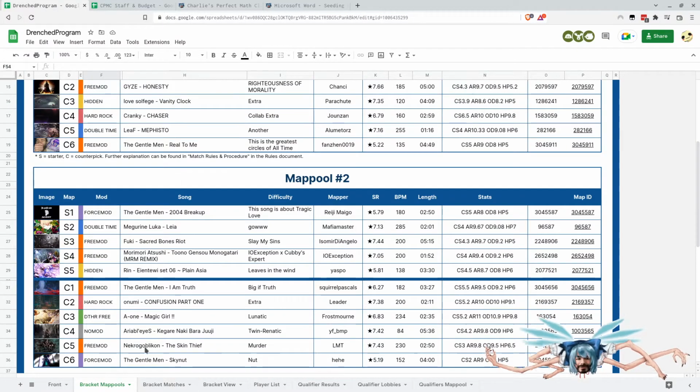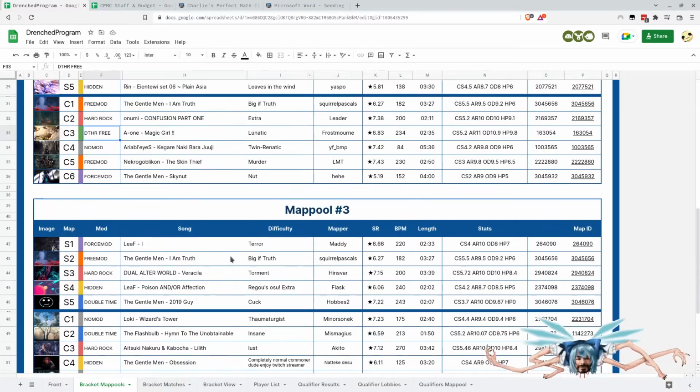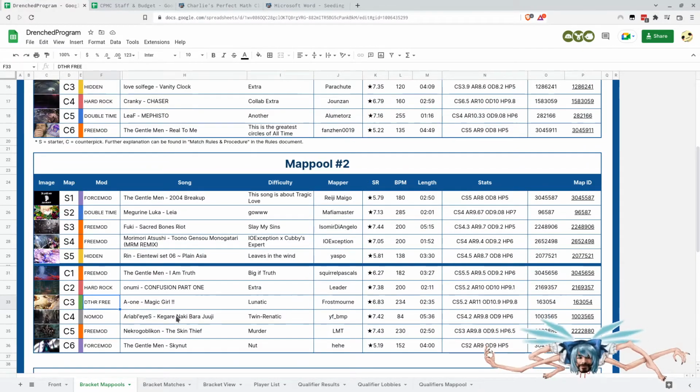It also gives map poolers just better options. You can put maps in that you would otherwise not be able to put in, right? Like, the idea of putting Magic Girl DT Hard Rock in a pool is insane, but when you consider the context of all the 3 pools, it makes a lot more sense.